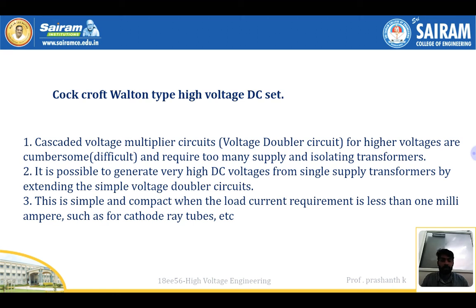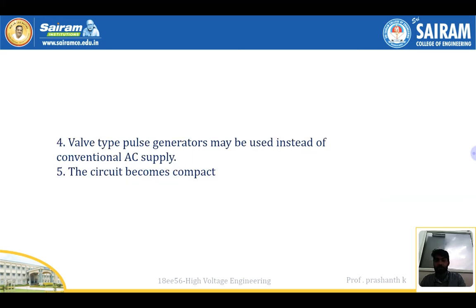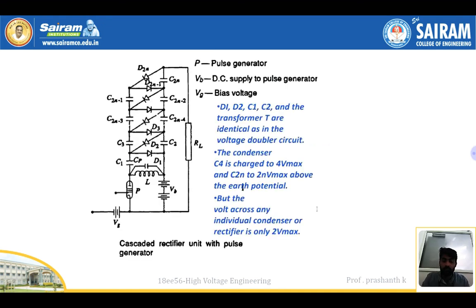This is simple and compact when the load current required is less than 1 milliampere, such as for cathode ray tubes. Here Walton type pulse generators may be used instead of a conventional AC supply. The circuit becomes very compact with the supply system. This is the connection of the Cockcroft-Walton type DC generator, and also the DC set, right?